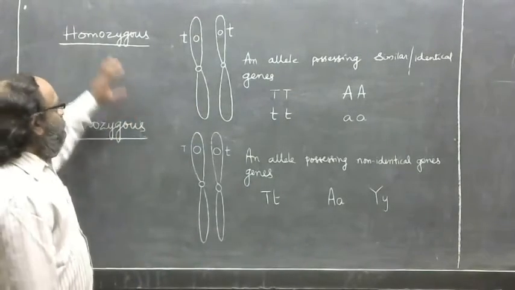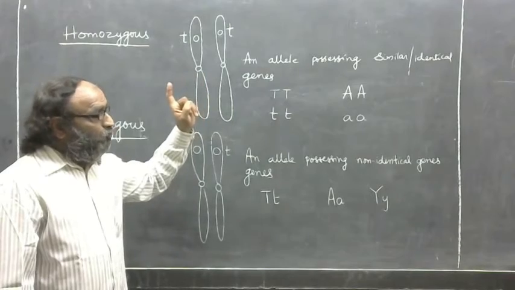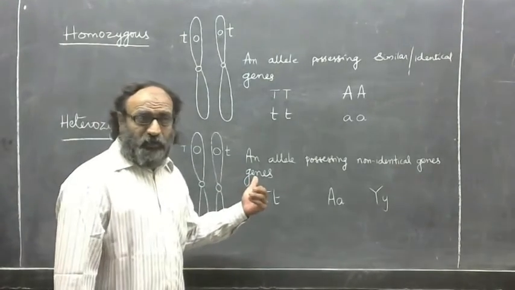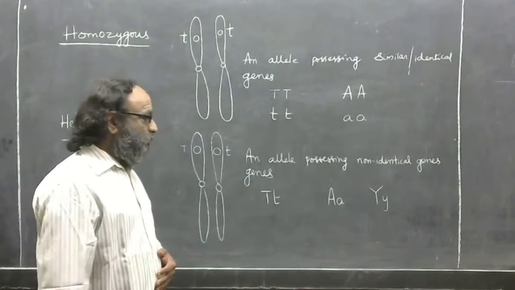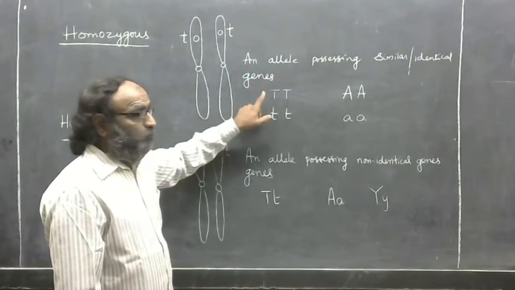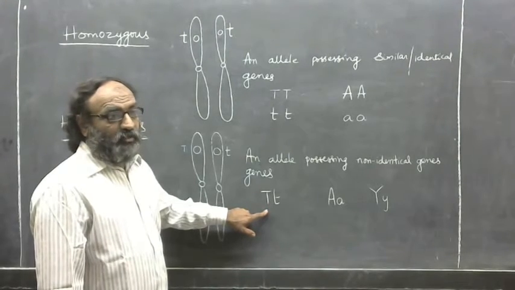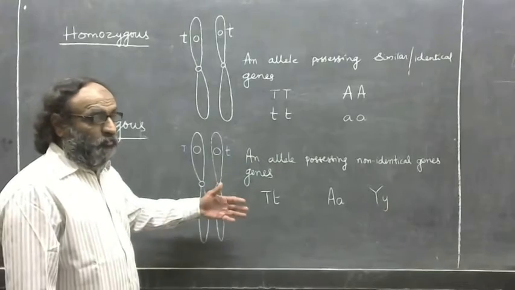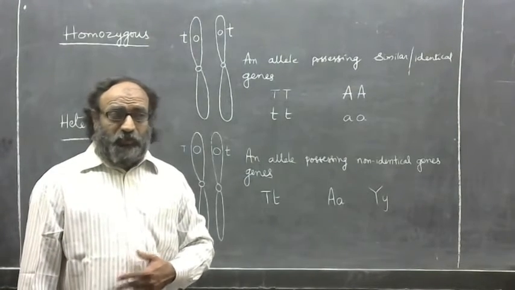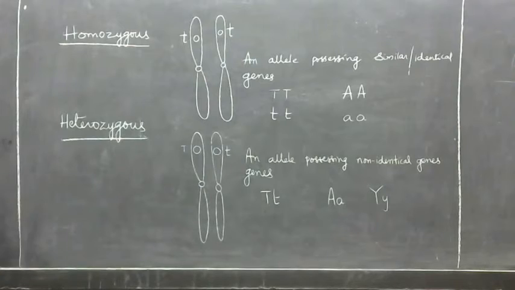So I hope you have understood what is homozygous condition and what is heterozygous condition. When an allele shows similar or identical genes, then the condition is said to be homozygous. When an allele shows non-identical genes or dissimilar genes, then the condition is said to be heterozygous. Examples of homozygous condition are capital T capital T or small t small t. An example of heterozygous condition is capital T small t. Then we are going to define what is a dominant character and what is a recessive character.